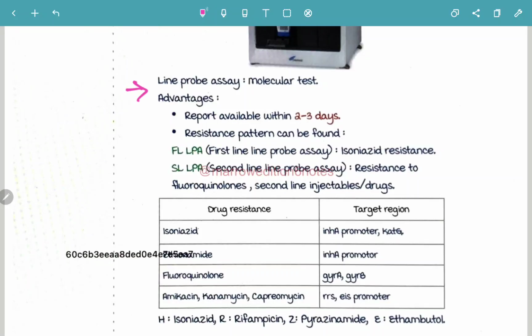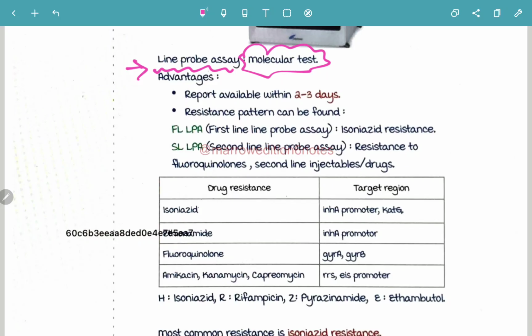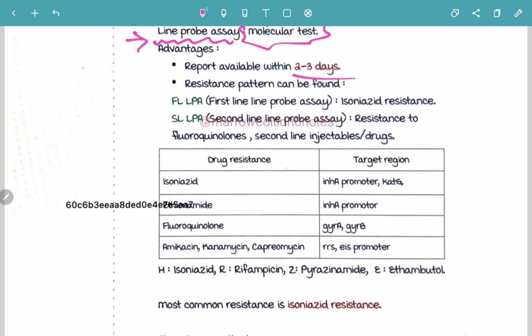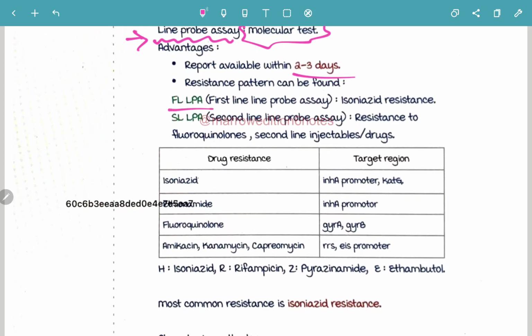Next, moving on to the line probe assay. So line probe assay is basically a molecular test. What are the advantages of line probe assay? The report is available within 2 to 3 days. The resistance pattern can be known. You have something known as the first line probe assay and second line probe assay. In first line probe assay, isoniazid resistance can be detected. In second line probe assay, resistance to fluoroquinolones as well as the second line injectable drugs can be detected.